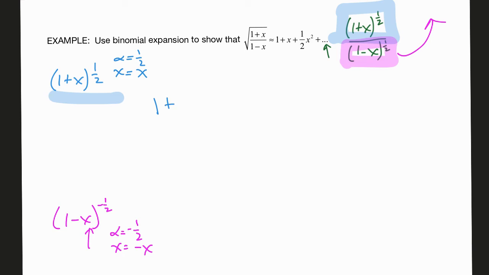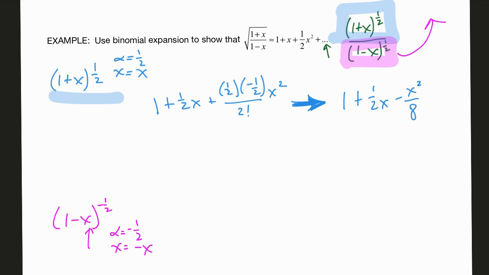Okay, so let me expand the top one in blue using the formula. It's 1 plus the two things multiplied together plus the alpha times alpha minus 1 over 2 factorial x squared. And if I simplify that, right, that's an arrow in case you can't tell what I'm drawing, it's an arrow. Simplifying that, I get 1 plus 1/2 x minus x squared over 8.